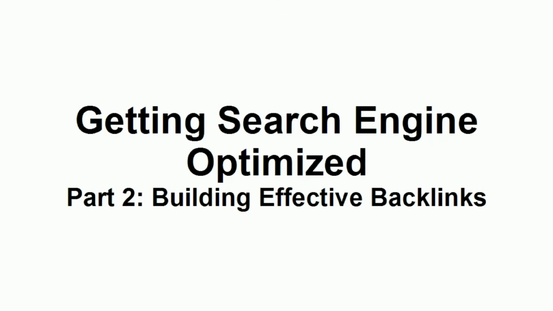In part one of this video, we talked about keywords and their role in search engine optimization. But there is a second aspect to getting good SEO ranking, and that is building effective backlinks. And we're going to talk about that in this video.